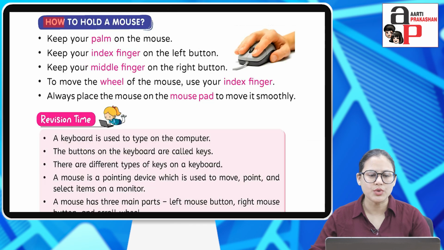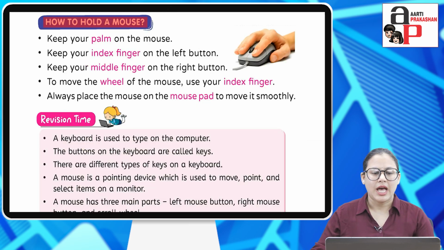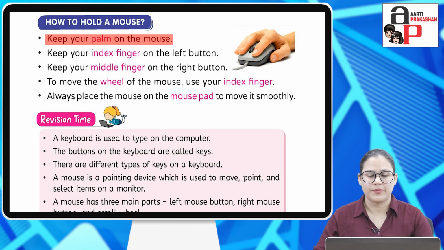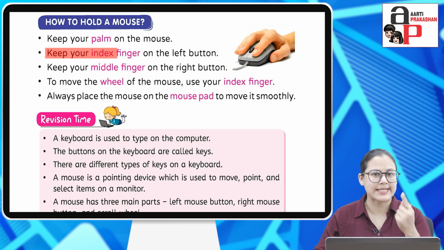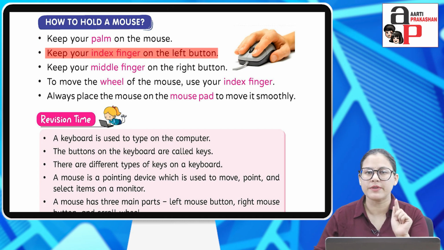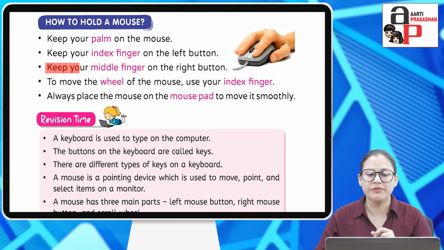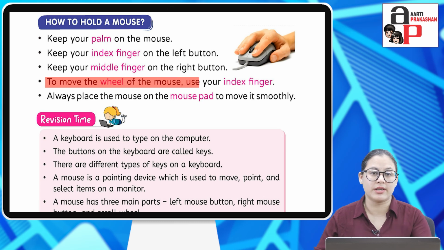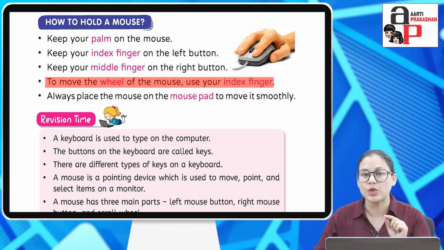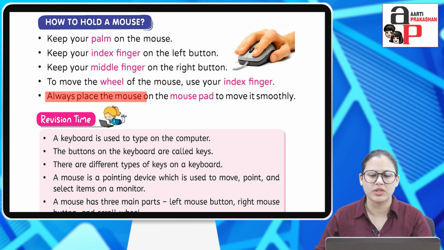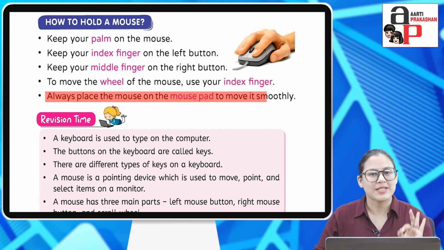Now, how to hold a mouse? Keep your palm on the mouse. Keep your index finger, that is this finger, on the left button. Keep your middle finger on the right button. This is the middle finger, and we'll put this finger on the right button. To move the wheel of the mouse, use your index finger. Suppose we need to move the wheel, so we will use our index finger. Always place the mouse on the mouse pad to move it smoothly.